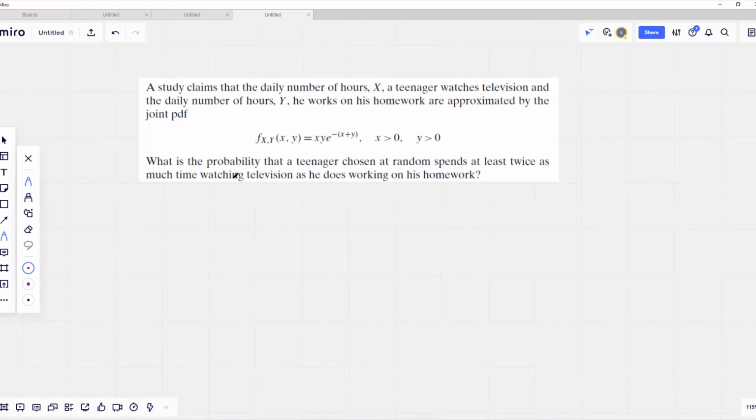So let's quantify that statement here. At least twice as much time watching television. So the number of hours watching television is represented as X, and the time working on homework is represented as Y. So X should be greater than or equal to 2Y. So he spends twice as much time watching television as he spends on homework.